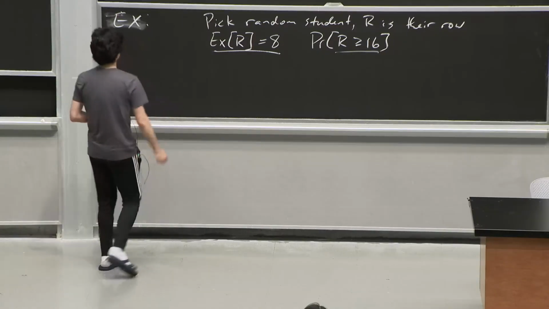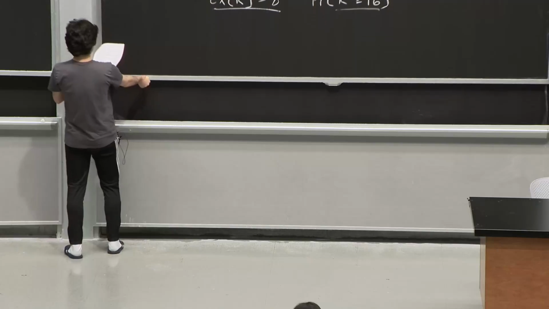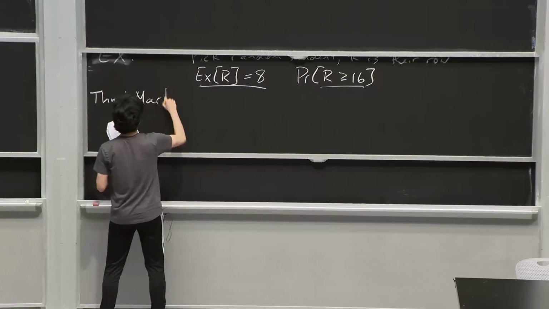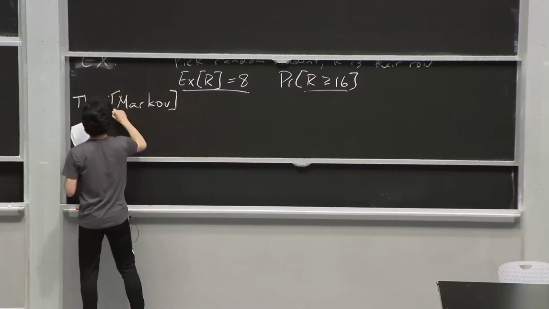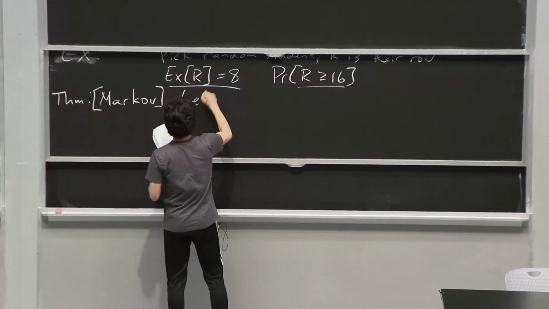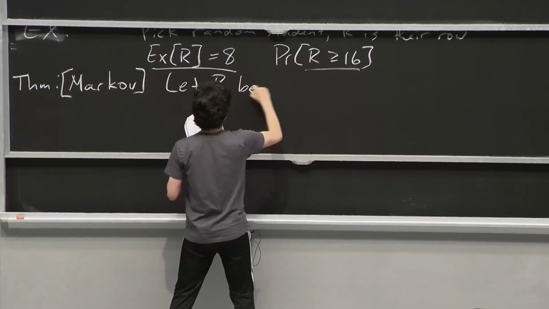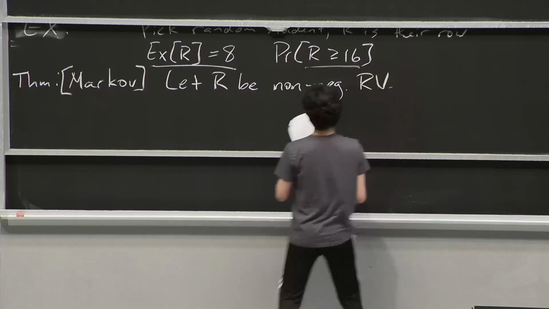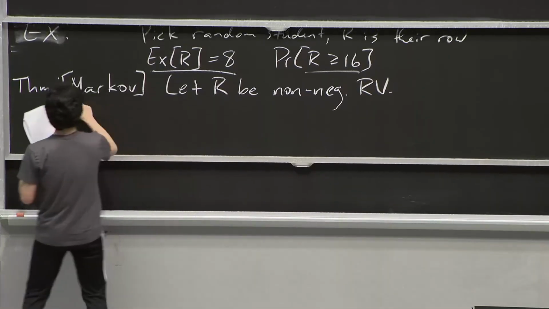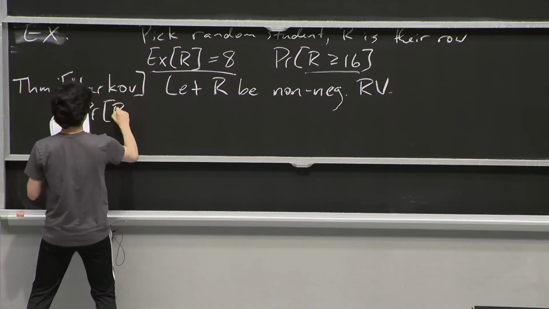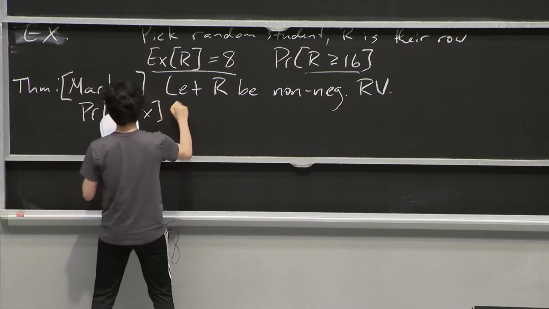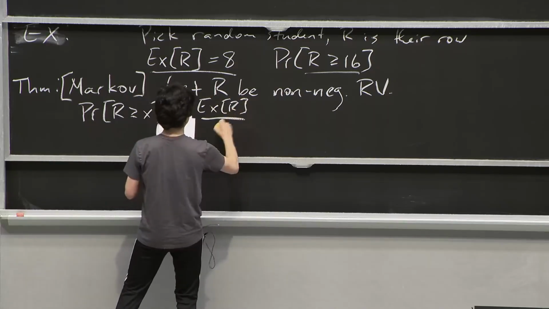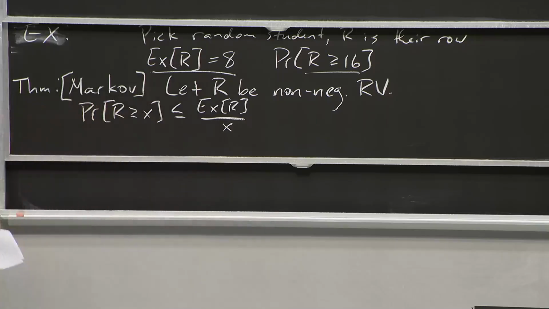Okay, so let's try and formalize this intuition. This is what's known as Markov's inequality. Let R be a non-negative random variable. Then the probability that R is greater than or equal to x is less than or equal to the expectation of R divided by x. Okay?